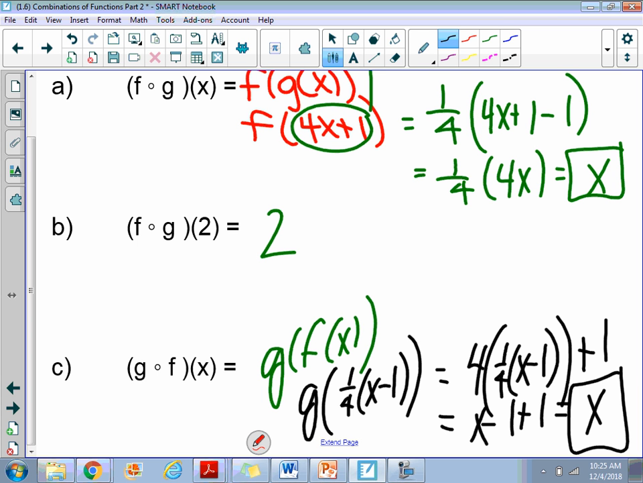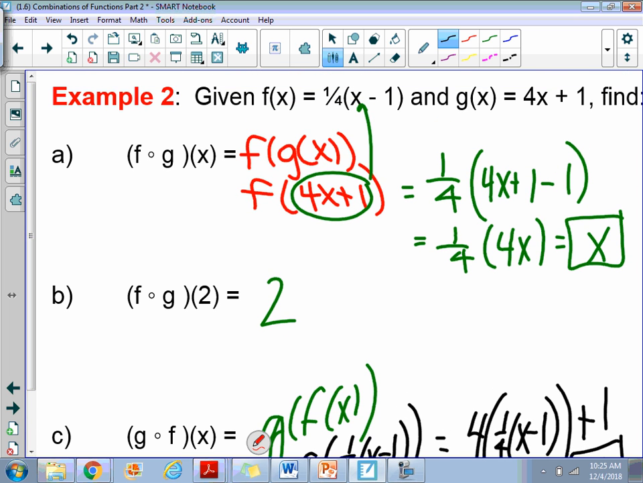Well, the ones above, did you get the same answer when you composed it both ways? No. This time, though, what did I get each time? x. What do you think that means? Oh, really? They're the same. Let's go back and look. What are the equations we worked with? What do you notice about those equations? They're opposites. They have the same number. Opposites, and there's no fraction.